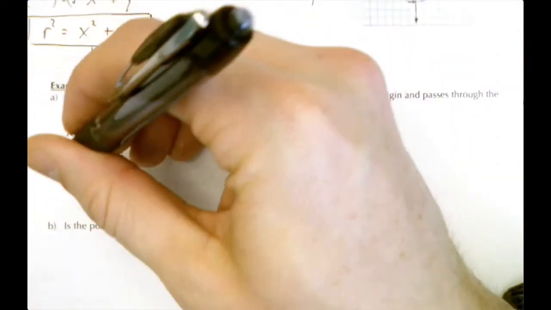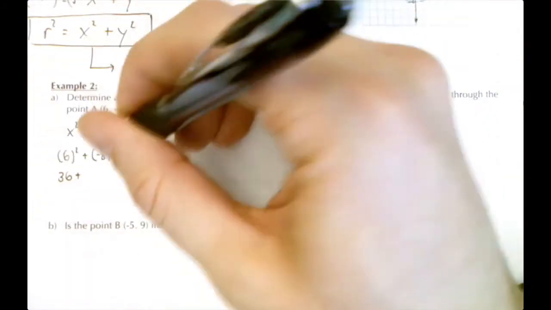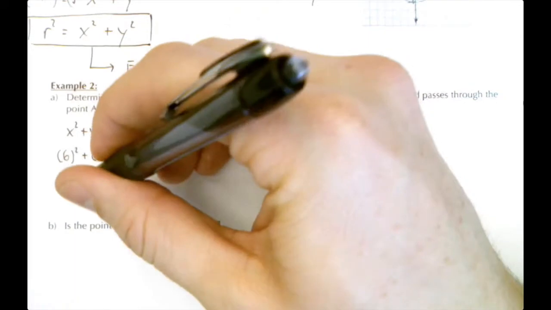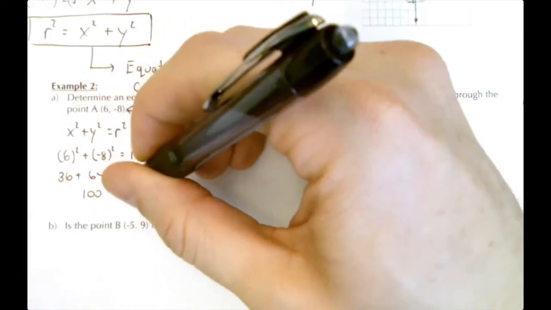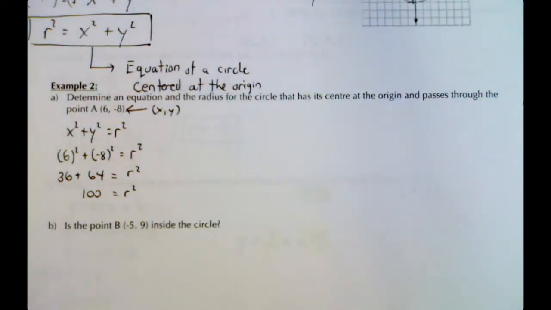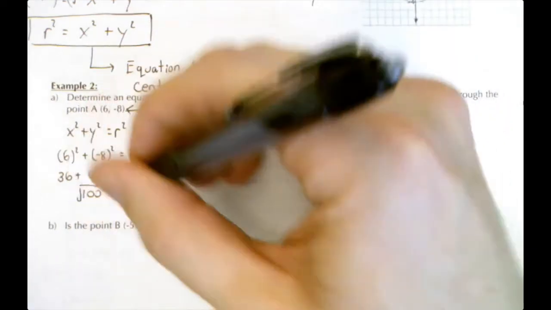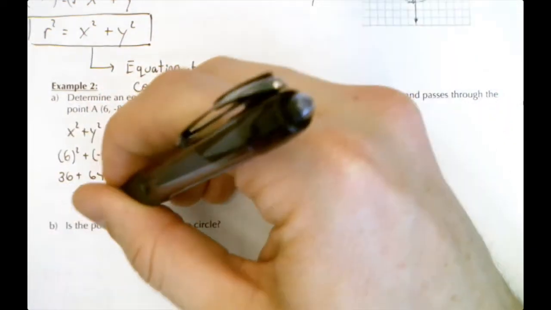6 squared is 36. 8 squared is 64. 36 plus 64 is 100. And if we want r, to get rid of the square, we just square root. That means the radius is 10.